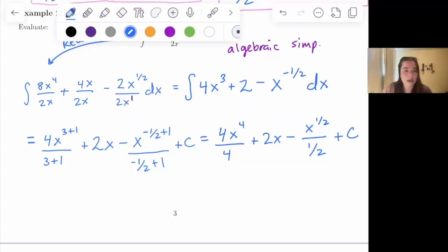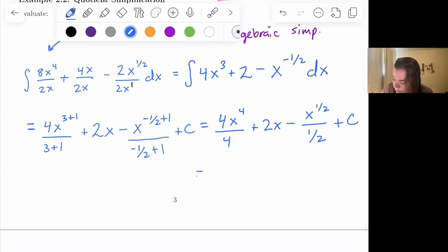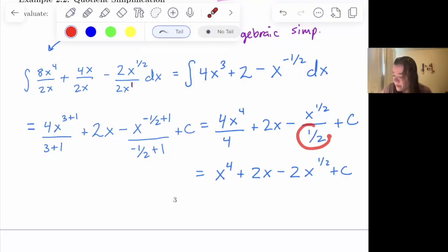All I did was I cleaned up all those addition signs, and then I'm going to do one more step. I'm going to go through and reduce where I can. I have a 4 divided by 4 in the first term, so just clean that up. And then in the last term there, just remember dividing by 1/2 is the same as multiplying by its reciprocal, which is 2. So dividing by 1/2 is the same as multiplying by 2. That's why my answer converted.